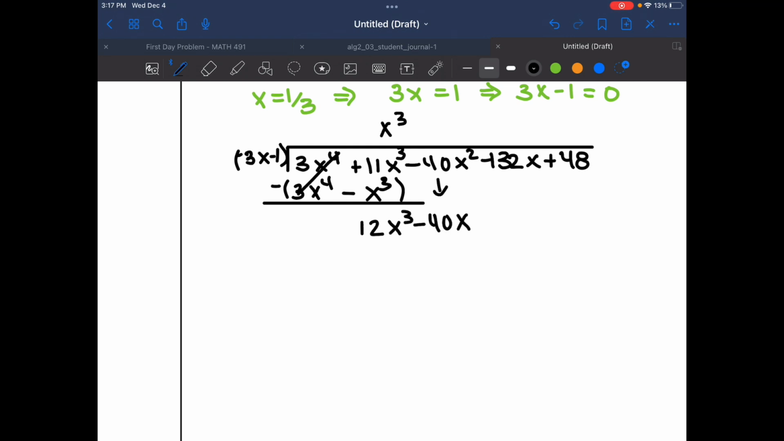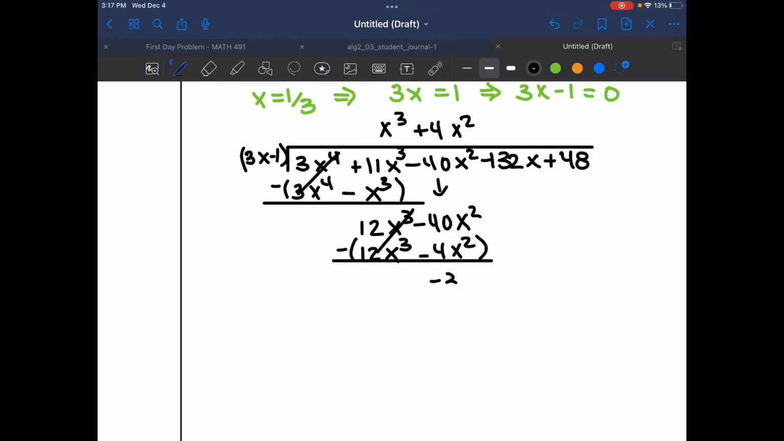12x to the 3rd, bring down my negative 40x squared. Okay. That is going, this shouldn't be a negative. That's crazy. There we go. That we can multiply by 4x squared, so plus 4x squared, so that's 12x to the 3rd minus 4x squared.